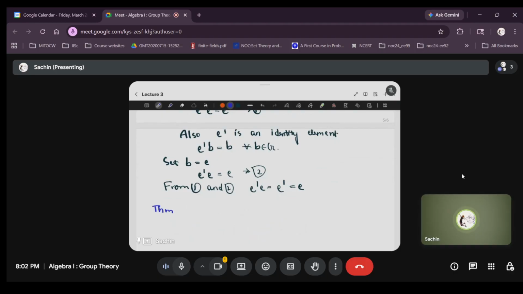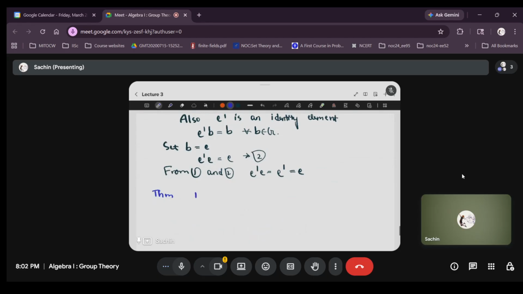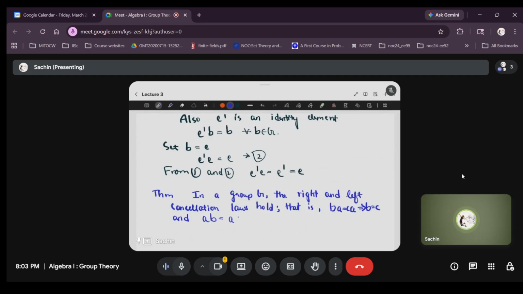The next theorem is about cancellation. So in a group G, the right and left cancellation laws hold. That is, BA is equal to CA implies B equals C, and AB equal to AC implies B equals C.